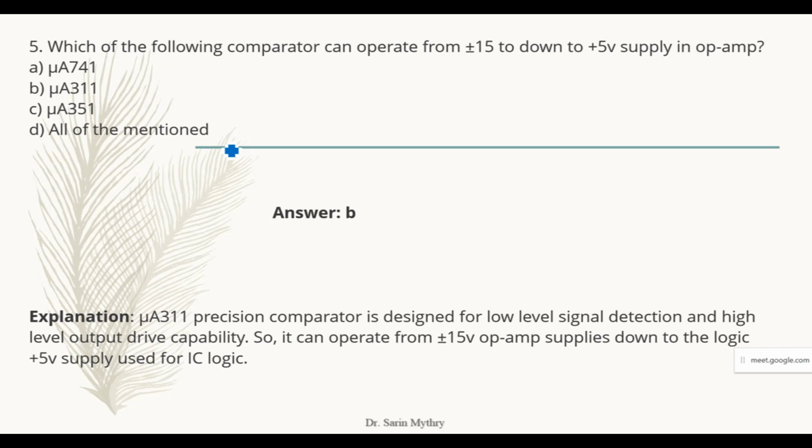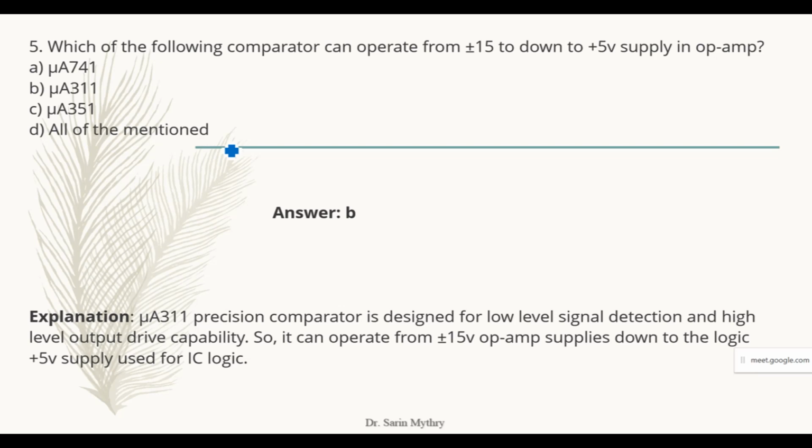Fifth one: which of the following comparators can operate from plus or minus 15 volts down to plus 5 volts supply in an op-amp? Which of the following can be operated from plus or minus 15 and come down to plus 5? Even at plus 5 volts, this particular kind of comparator will keep working. It will not degrade the output and will give almost the same kind of results. The options given are 741, 311, 351, and all of the above.